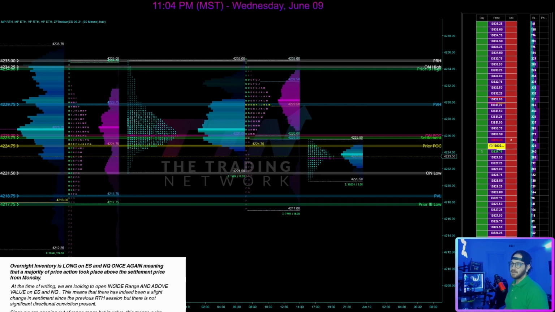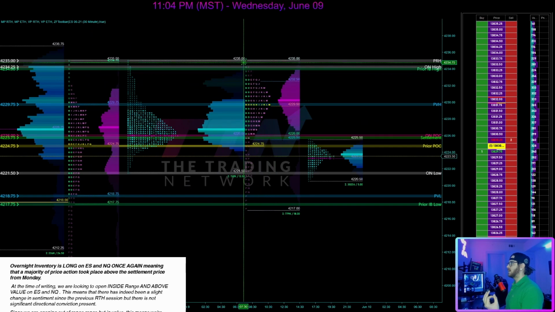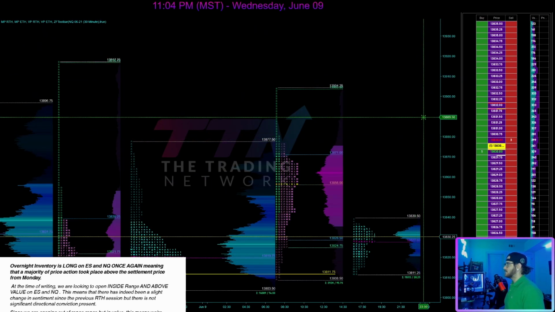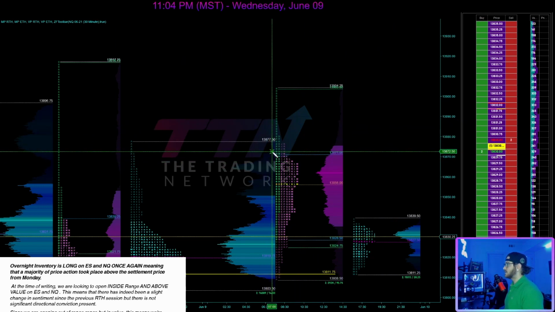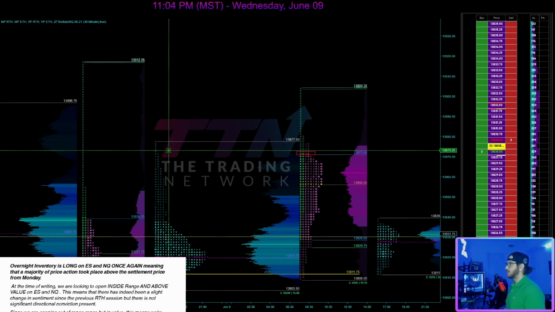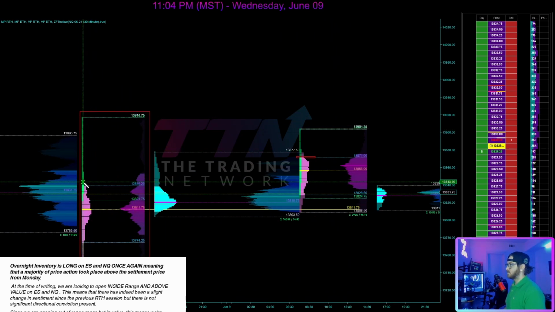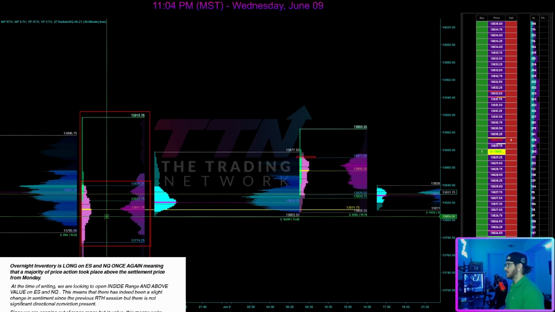So at the time of writing, once again, we were looking to open inside yesterday's range, but above value. And to be fair, we almost opened with another gap to the upside. Going over to NQ here, let's find O period. You can see that O period was indeed within range. This is where we opened up right here, within yesterday's range, and of course, outside of value. Here's the value area from 13,774 to 13,829, and we opened above the value area, but within range.